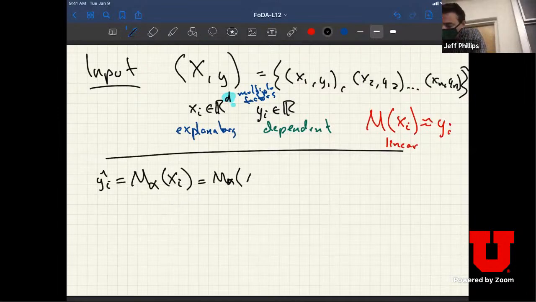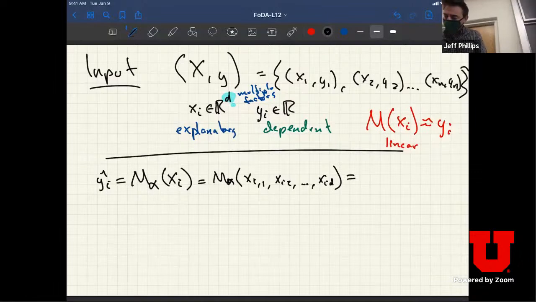It already has an index i, indicating it's the ith data point. So I'm going to write this as xi1, xi2 up to xid. Now I have two subscripts here, which is a little bit complicated. I'll try whenever possible not to use two subscripts, but that is the case here. We have n data points indexed by i, which data point, and then which dimension. I'll index this by j, from 1 to d.